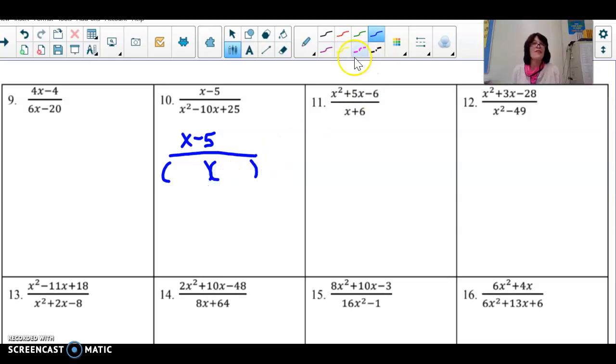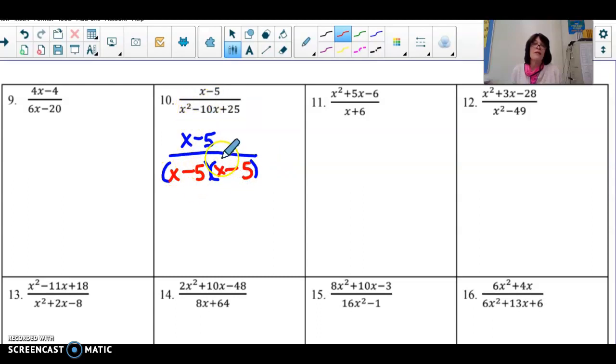We're still factoring just like last chapter. What multiplies to x squared? X times x. What multiplies to 25? Maybe 1 times 5, maybe 5 times 5. It needs to add to 10. Oh, that will be 5 times 5. Both will have to be negative.